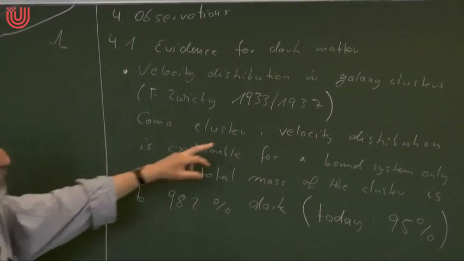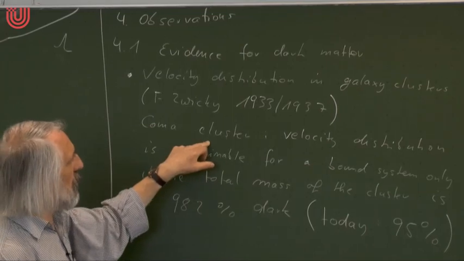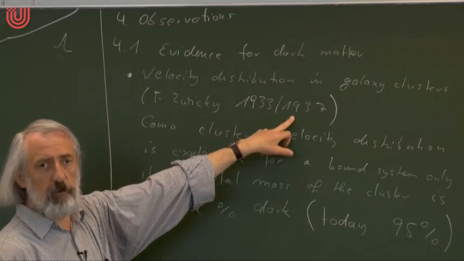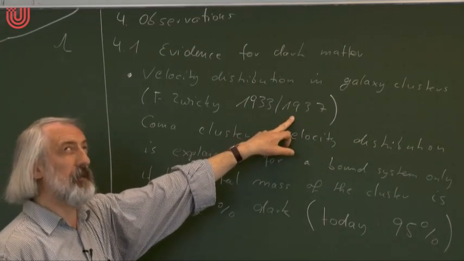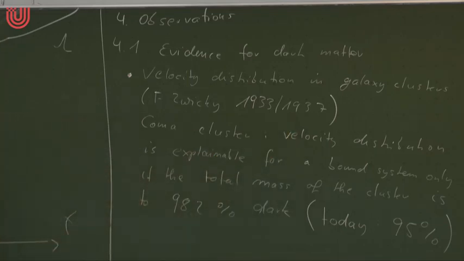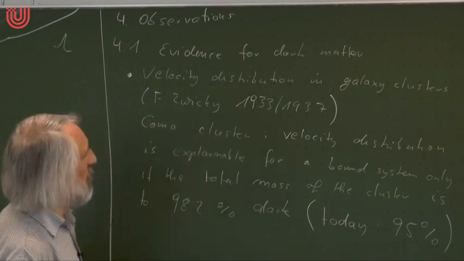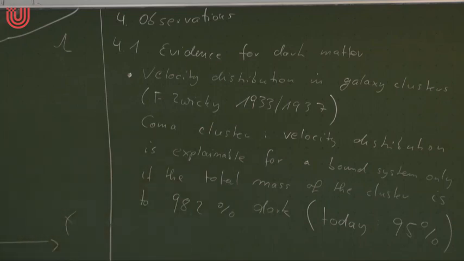I said he really used the word dunkle Materie in this 1933 paper. In the 1937 paper, the detailed analysis of the dynamics of the Coma cluster, which is in English, I think it doesn't contain the word dark matter. I'm not quite sure, but as far as I remember, he just analyzes that there's a missing mass. But this earlier paper really uses the word dunkle Materie.